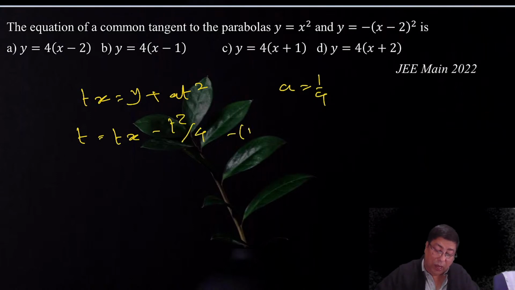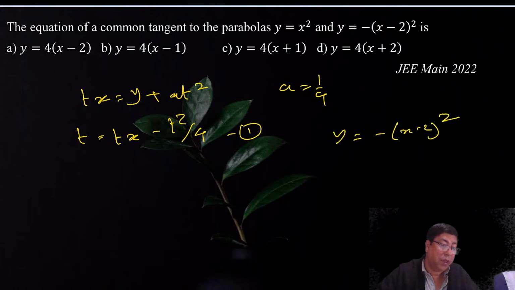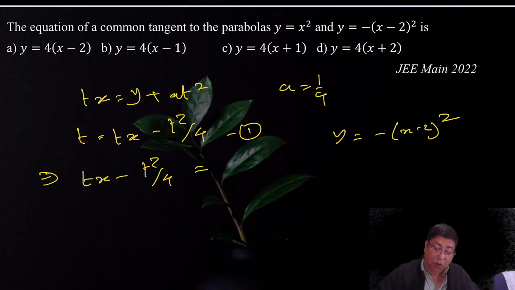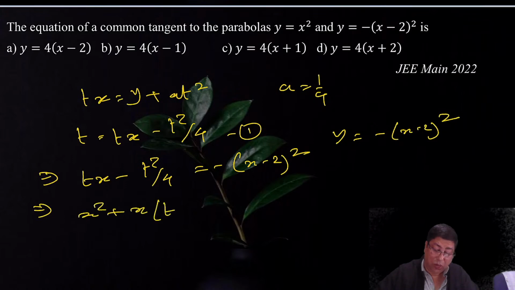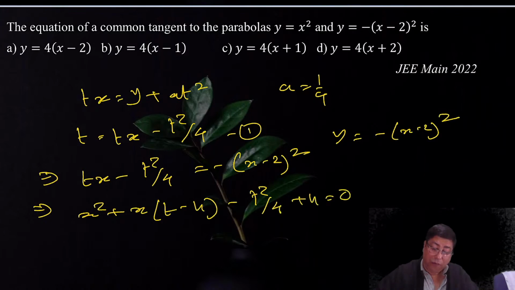So this is number 1, and solving this with the other parabola, y equal to minus of (x minus 2) whole square. If we solve this, we get tx minus t square by 4 equal to minus of (x minus 2) whole square. Therefore, we can write this as x square plus x into (t minus 4) minus t square by 4 plus 4 equal to 0. Therefore, in this case, discriminant equal to 0.